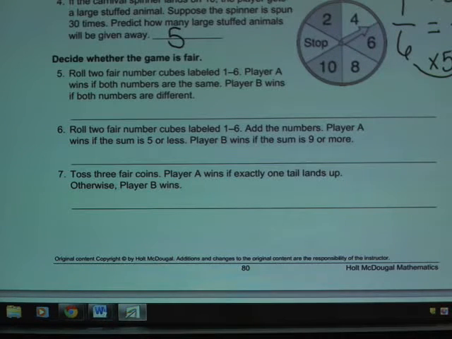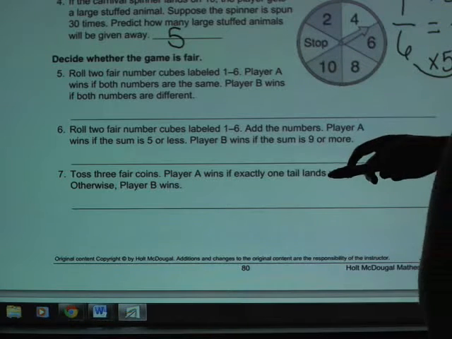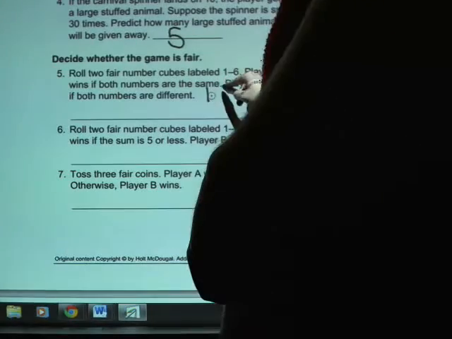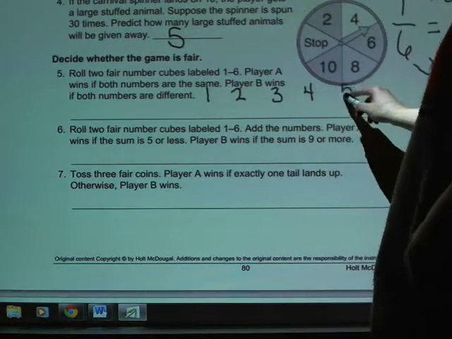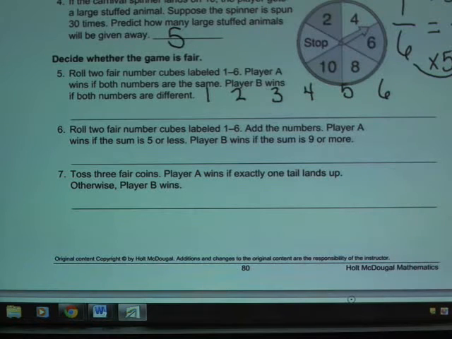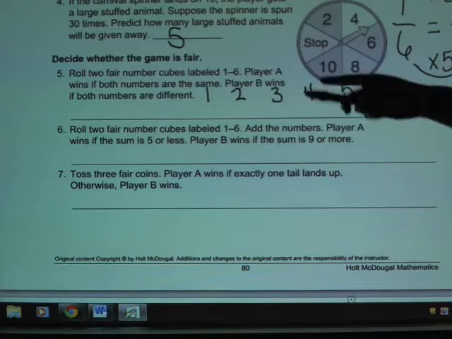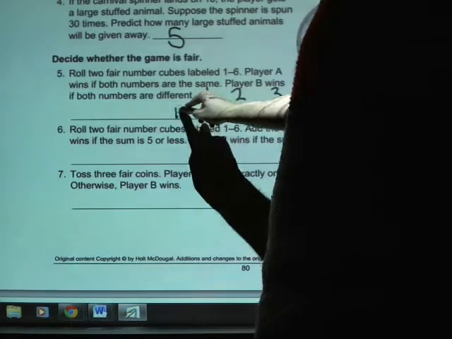It says we roll 2 fair number cubes labeled 1 through 6. A wins if both numbers are the same. B wins if both numbers are different. So we can make a quick little branching diagram to show this here. We can roll a 1, a 2, a 3, a 4, a 5, or a 6. And then on the second roll, I can then roll a 1, a 2, a 3, a 4, a 5, or a 6, which I will need to list underneath each one of these.